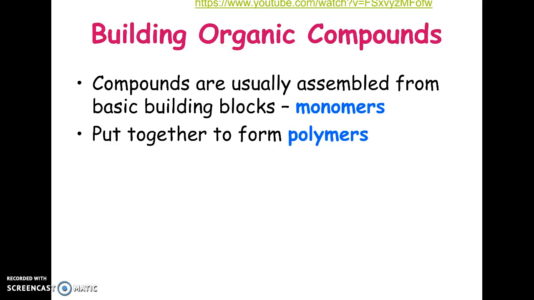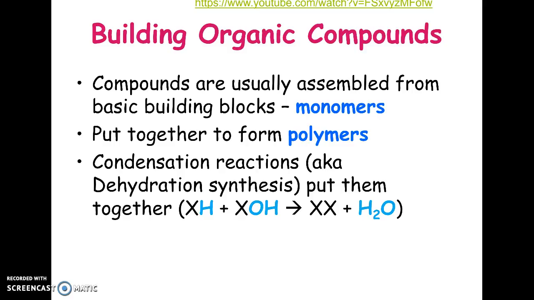Carbohydrates like starch are made of monosaccharides. So the monomers, monosaccharides, the polymer is starch, cellulose. They're called polysaccharides. The monomers of lipids are fatty acids. The monomers of DNA are called nucleotides. But all organic compounds are made out of these building blocks called monomers, and they get put together. The way that they're put together is something called a condensation reaction or a dehydration synthesis.